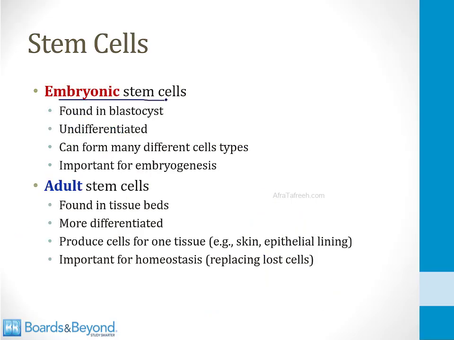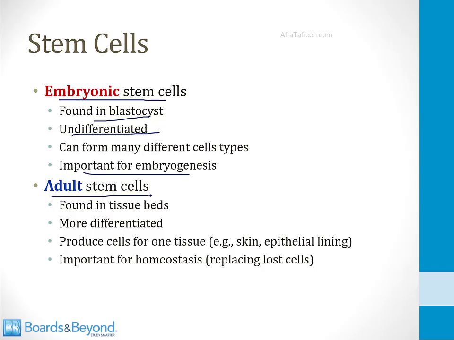Embryonic stem cells are found in the embryo, as their name implies. Specifically, they're found in the blastocyst. They're completely undifferentiated, meaning they don't look like skin cells or glandular cells or anything yet. They are capable of growing into many of these cell types later on in their life. And these are very important for embryogenesis. These stem cells go on to form the entire body.